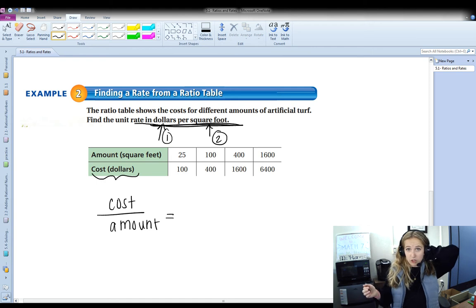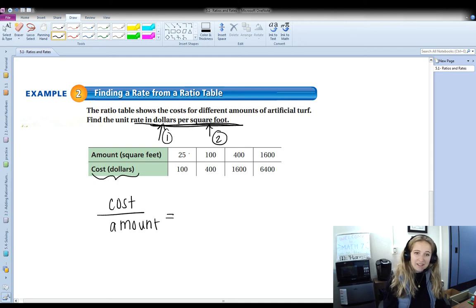See how amount's on top in the ratio table? That doesn't necessarily mean that when you set up your rate, you're going to put it in the same exact order. You have to make sure that you read the sentence and be careful about which one goes on top and the bottom, okay?